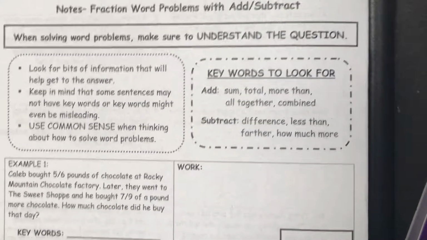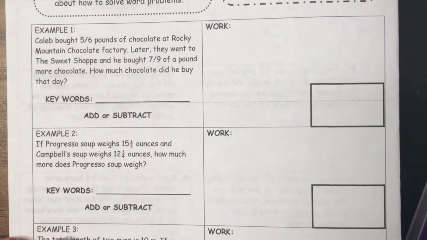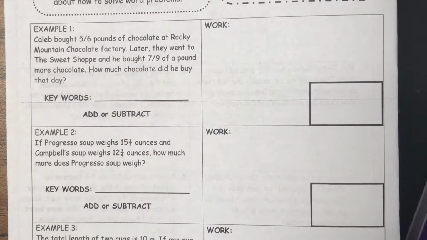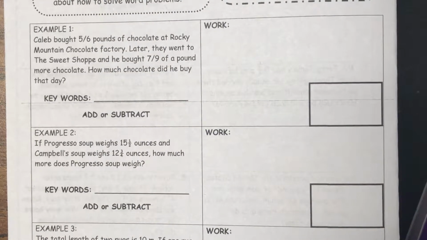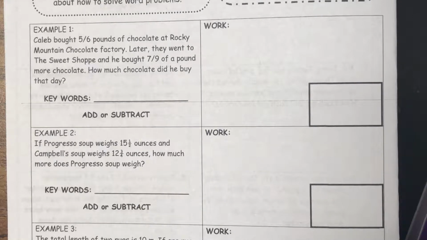Example 1. Caleb bought 5/6 of a pound of chocolate at Rocky Mountain Chocolate Factory. Later, he went to the sweet shop and he bought 7/9 of a pound more chocolate. How much chocolate did he buy that day?